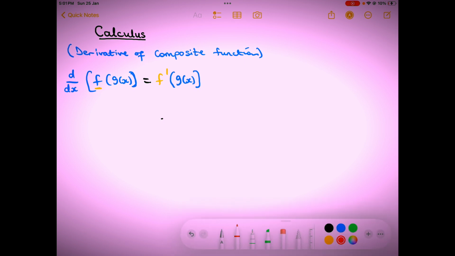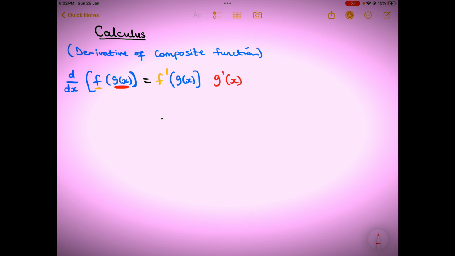The next thing to do is to differentiate the inside one. So that is g prime of x. And then finally, you multiply these two. Just as simple as that. So please, let's have a look at some examples.